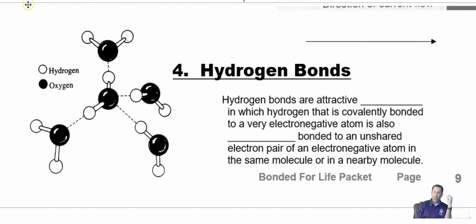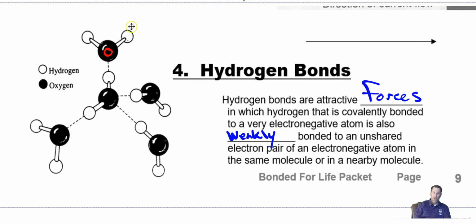Okay, the final type of bond, this is sort of my pet peeve in science, is hydrogen bonds. Because hydrogen bonds are not really bonds. They are attractive forces in which hydrogen that is covalently bonded to a very electronegative atom is also weakly bonded to an unshared electron pair of an electronegative atom in the same molecule or a nearby molecule. So hydrogen bonding happens in water and other things too, but mostly water when we talk about it.